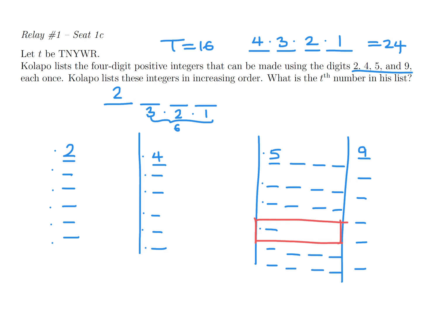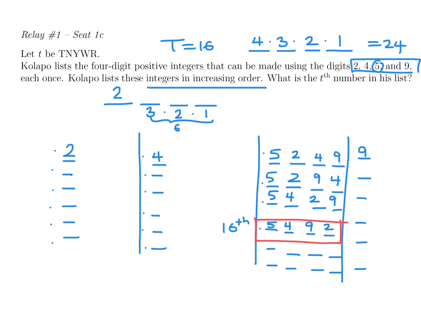So we know for sure that it's going to start with a 5. And let me just do all 6. What are the numbers here? 2, 4, 5, and 9. So 5's already been used. So the smallest ones will have a 2. And then it would be 4, 9, and 9, 4, I guess. And the next ones will have a 4 as the second digit. And then it would be 9 and 2. So 2, 9, and 9, 2. And there you go. So 5, 4, 9, 2 is the 16th number in that list when the list is made in increasing order.